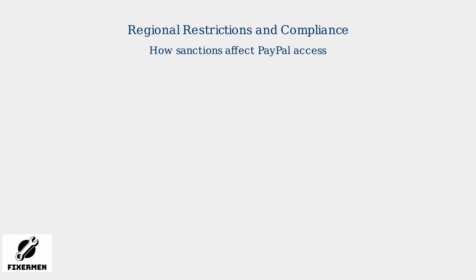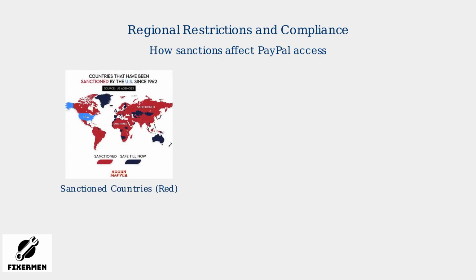PayPal must comply with international sanctions imposed by governments, particularly the United States. This means users in certain countries face access limitations. As shown on this world map, countries colored in red are subject to U.S. sanctions since 1962. These restrictions prevent PayPal from operating fully in these regions.